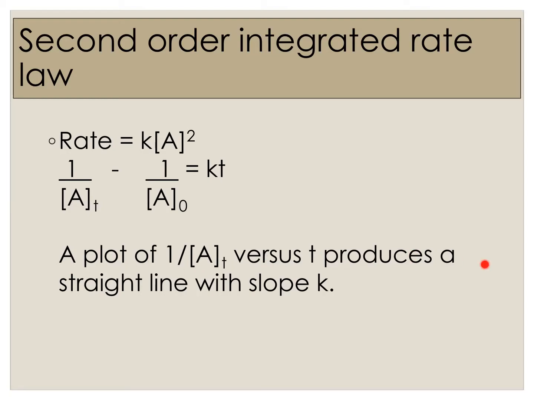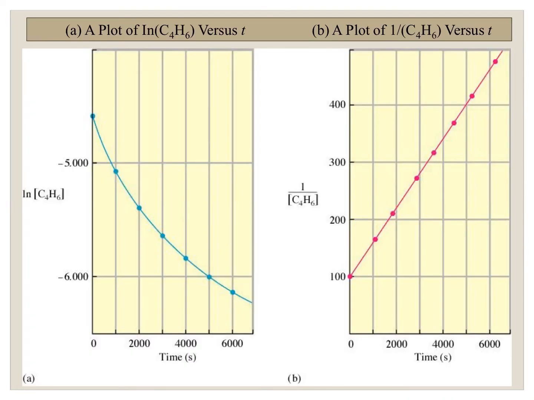And remember that the plot of 1 over [A]t versus time gives us our slope, which is k. So if we look at a graph of ln of C4H6 versus time versus 1 over C4H6 versus time, we get a straight line. Now the straight line that is different here than talking about zero order and first order is that my line is increasing. I have a positive slope. So for second order, slope doesn't equal a negative k. Slope just equals k. Another way to remember this is that k is always positive.